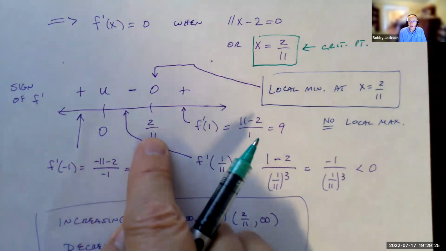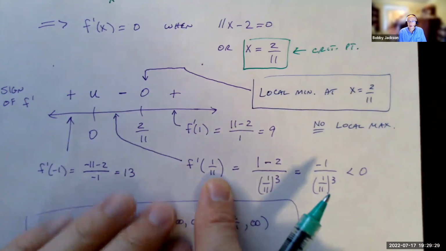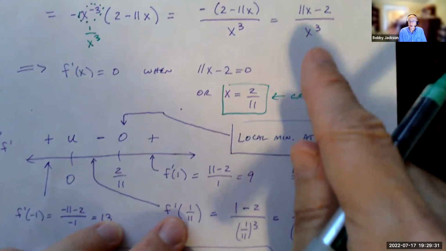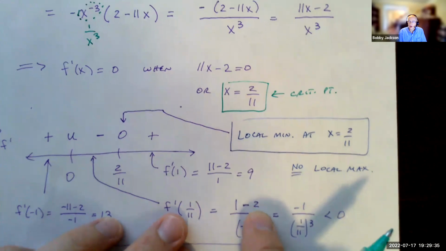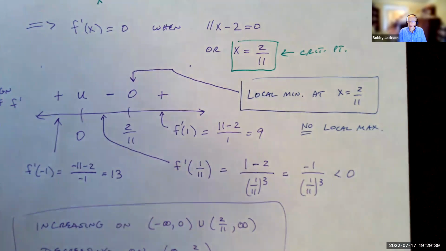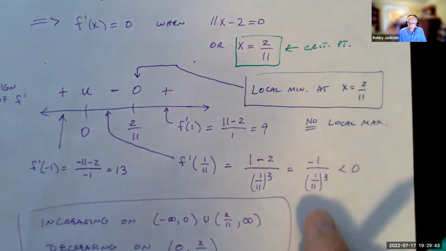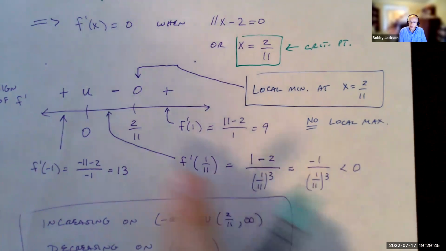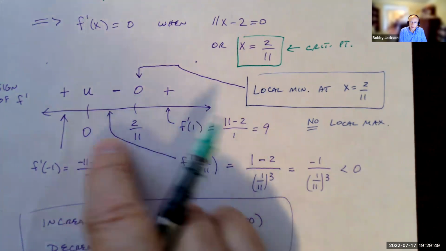Between 0 and 2/11, I choose halfway, 1/11. Okay, so I plug 1/11 into the function. 11 times 1/11 is 1 minus 2. I get -1 divided by 1/11 cubed, which becomes a negative number, right? Well, negative 11 cubed is what it becomes. So it's still negative, less than 0. So everything in between there is going to be negative, everything between 0 and 2/11.